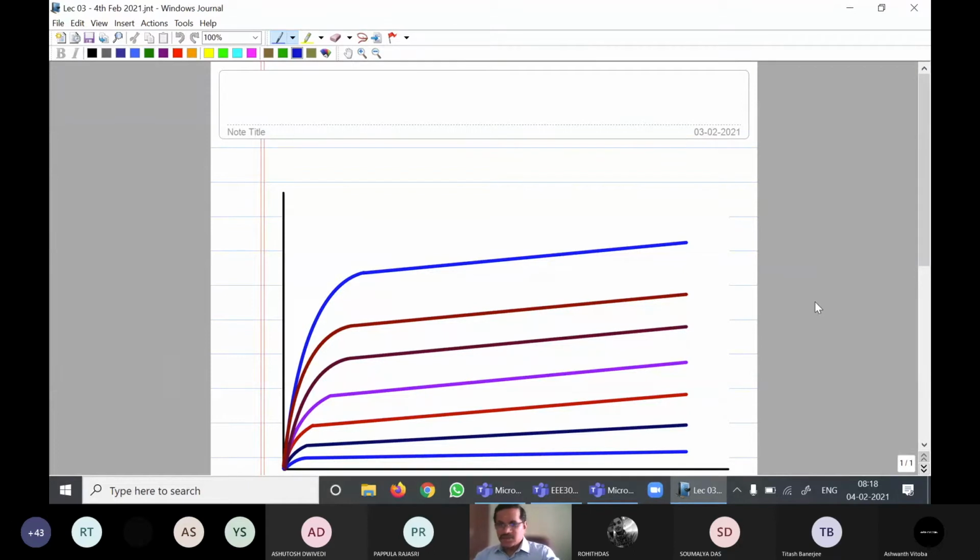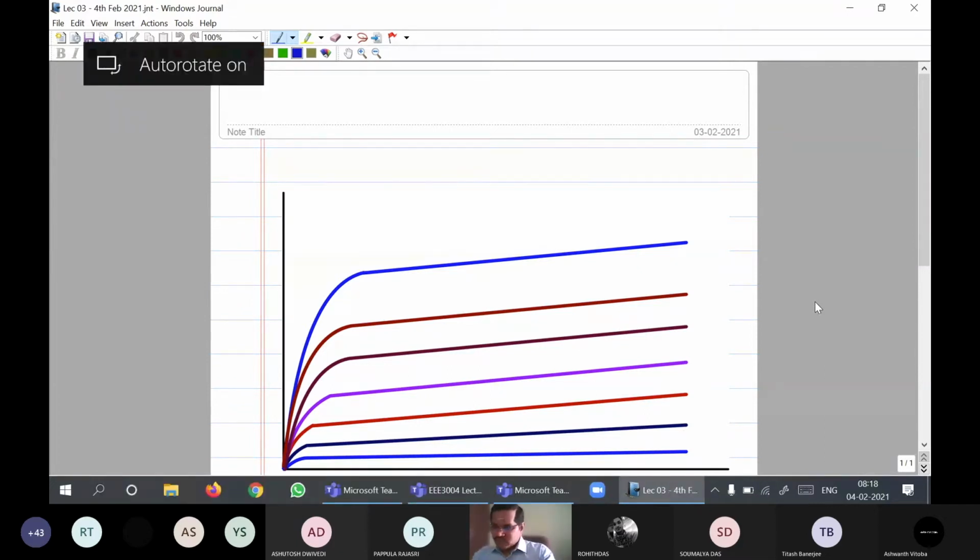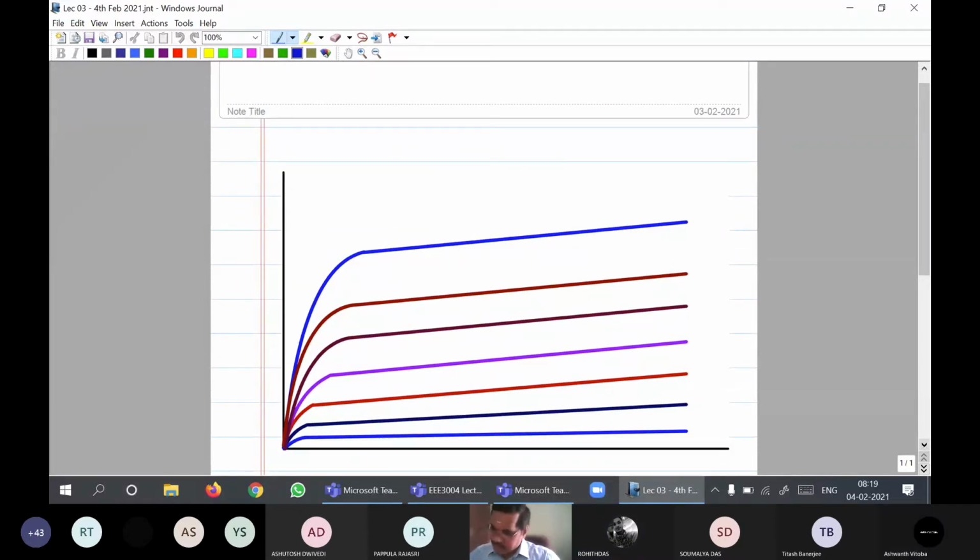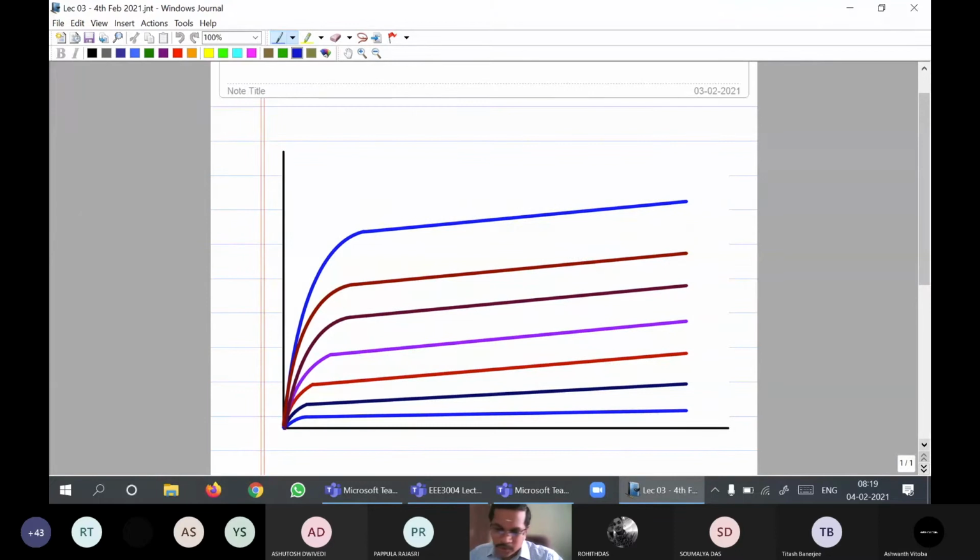Okay, so I have shared my screen, and I hope you are seeing a screen with some graph. Are you able to see this? Yes, sir. Great, good. Then we are good to go.